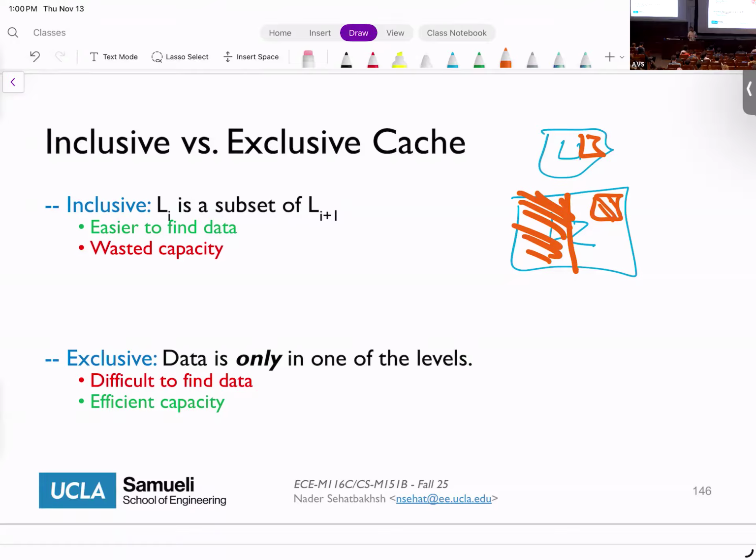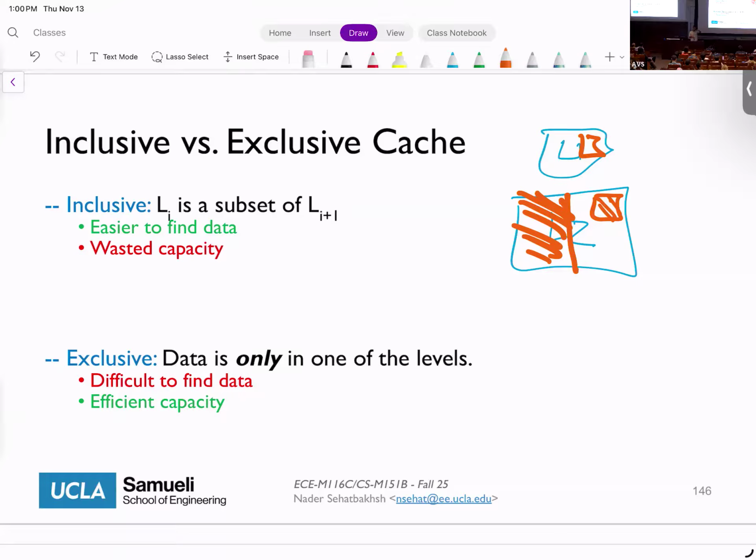Obviously, the exclusive cache is very efficient in terms of storage, right? You're not storing redundant things, which is great. But exclusive means that searching is now serialized. I need to search L1 and then I need to search L2, right? But if it's an inclusive cache, all I need to search is the lowest level of cache, right? If it's not in L3, it's guaranteed not to be in L2 and not to be in L1, okay?